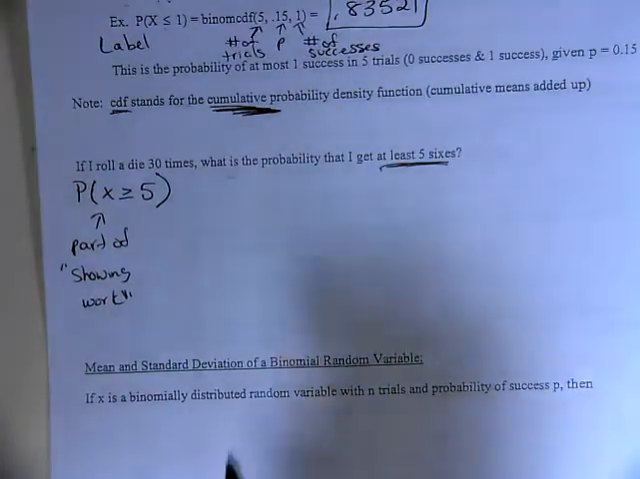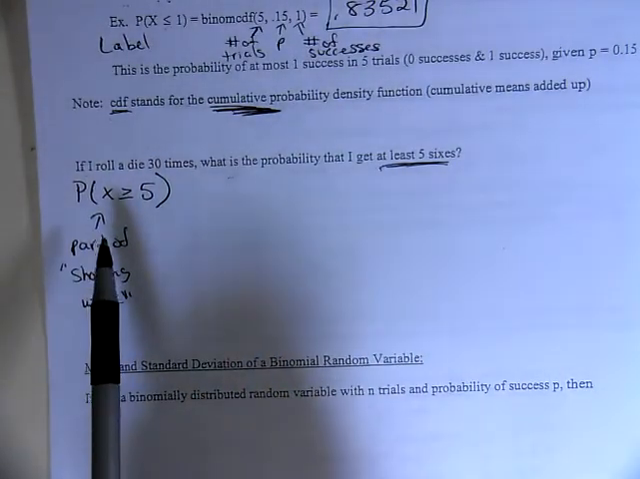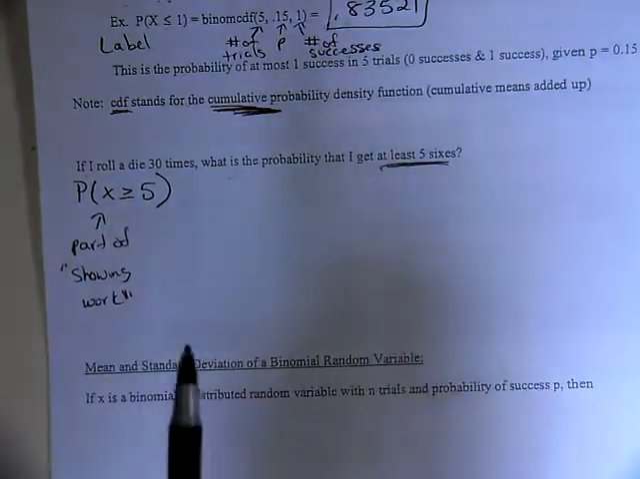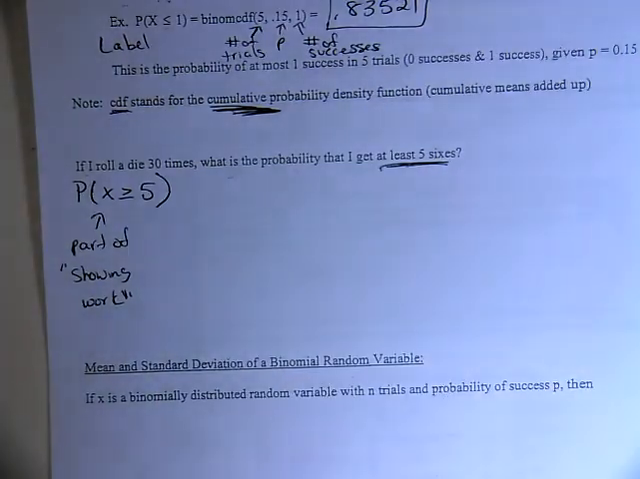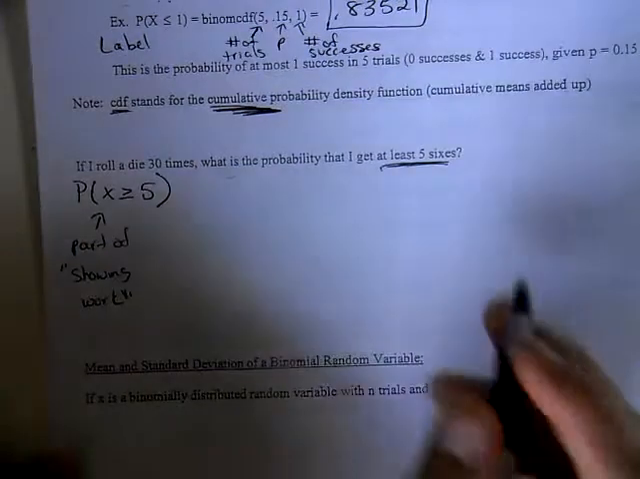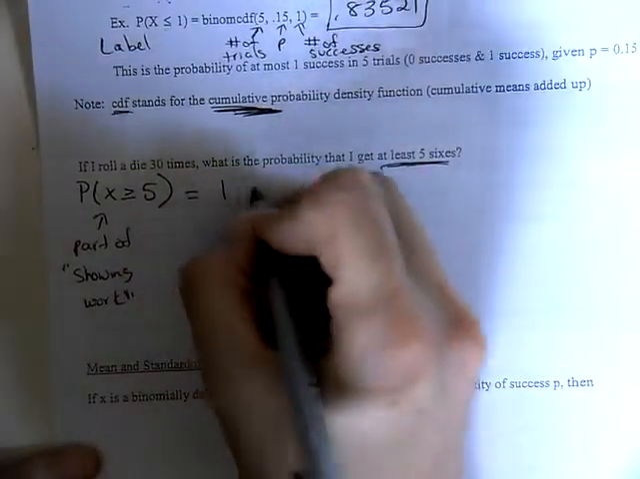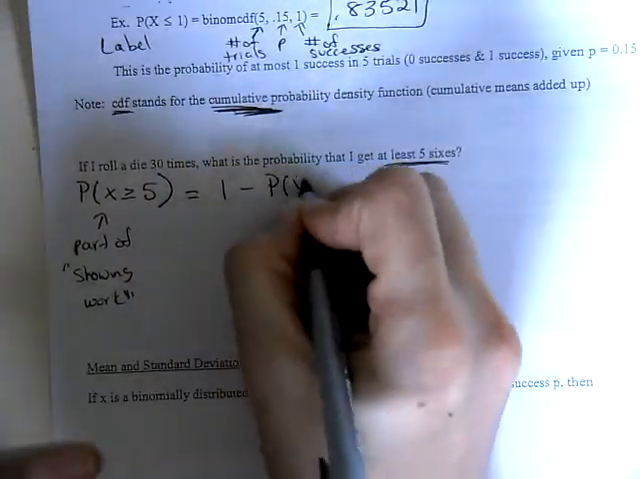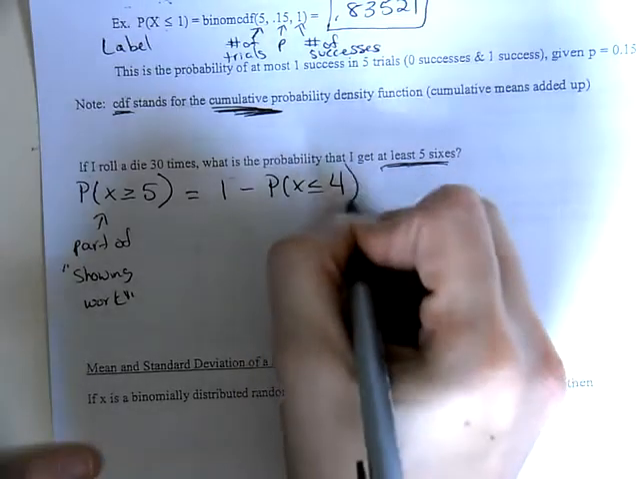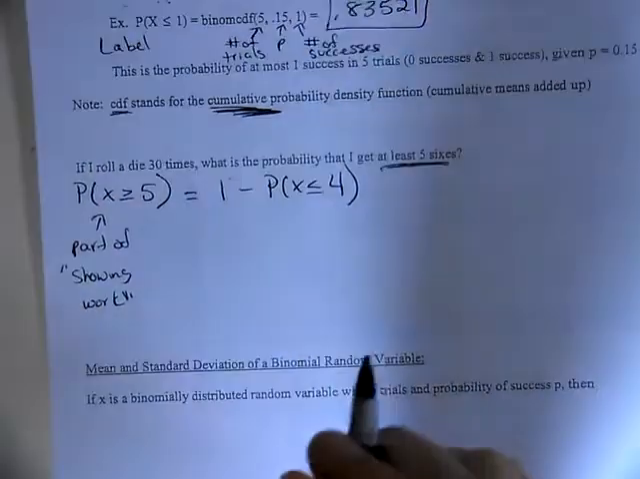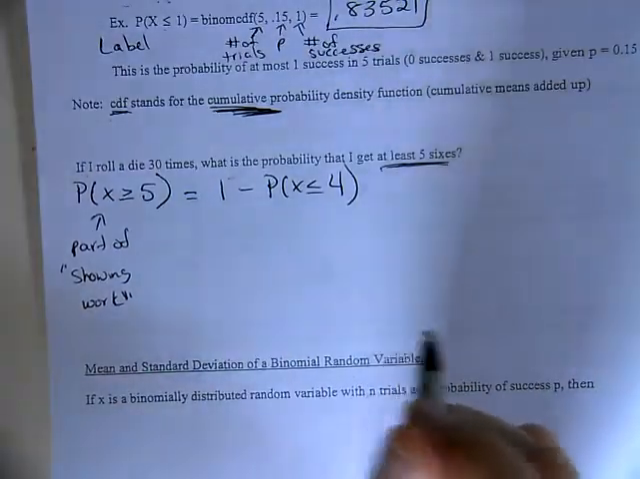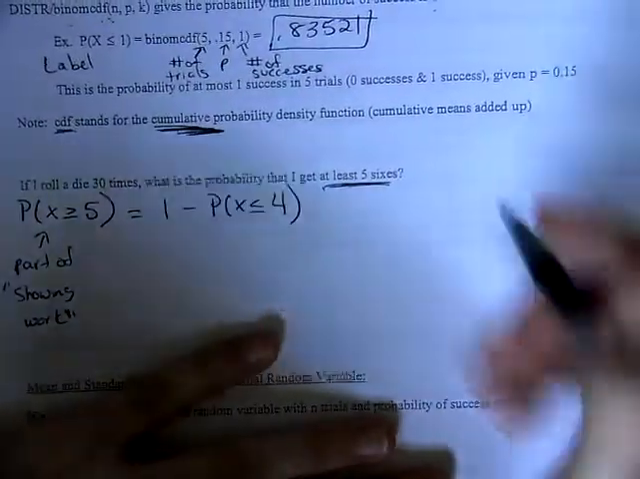So now here's the problem. I can't do greater than in the calculator. And I don't think you want to do 5, 6, 7, 8, 9, 10, 11, 12, all the way to 30 and add them all up. So we're going to use the complement. I'm going to do 1 minus the probability X is less than or equal to 4. Now here's where you need to be careful. This took me a long time to figure out. Sometimes I write it off to the side.